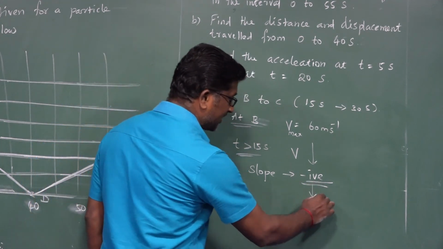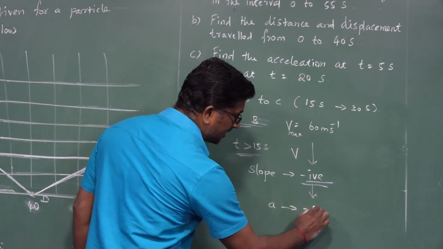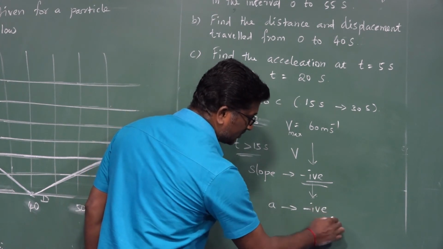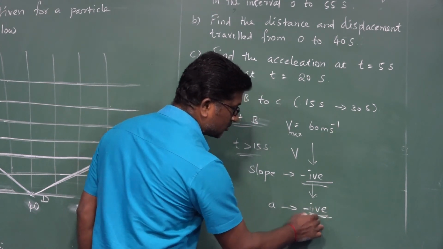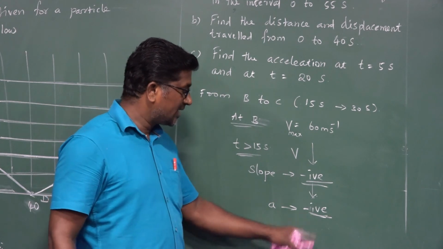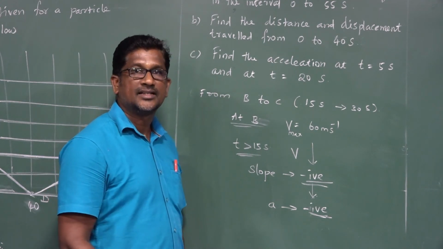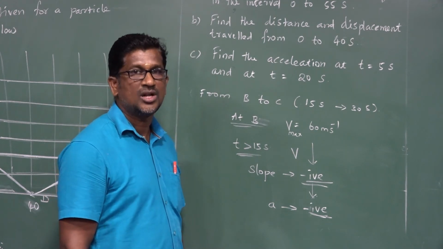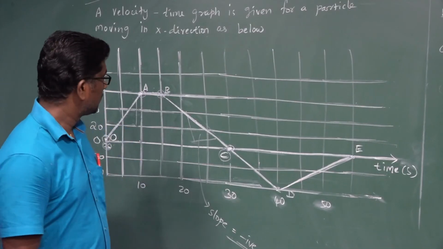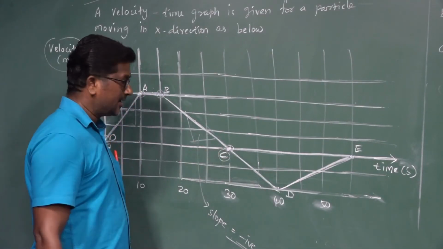If the slope value is negative, then the acceleration value is also negative. The acceleration of the particle is also negative, okay? So that acceleration is called deceleration or retardation. Next, from C to D.